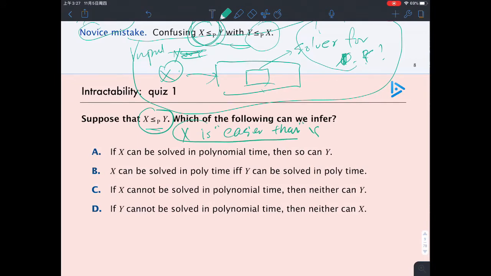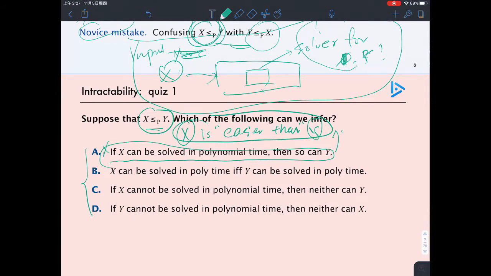So now with this kind of interpretation, we can easily figure out which of these four options are correct. The first option says that if x can be solved in polynomial time, then so can y. This seems to contradict x being easier than y. If x can be solved in polynomial time, we only know y is harder than x, so we don't know whether y is just a little bit harder or substantially harder. So it's not true that if x can be solved in polynomial time, then so can y.